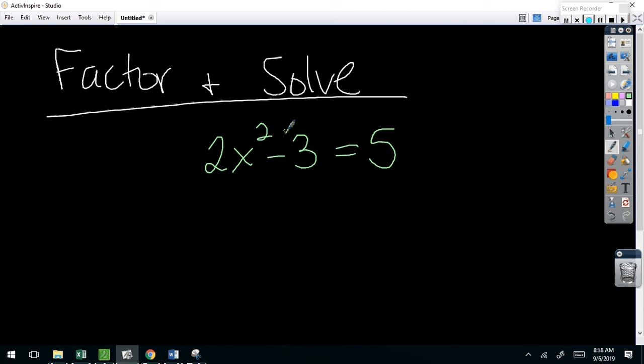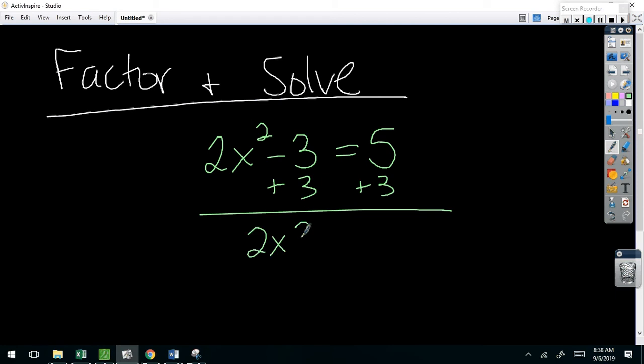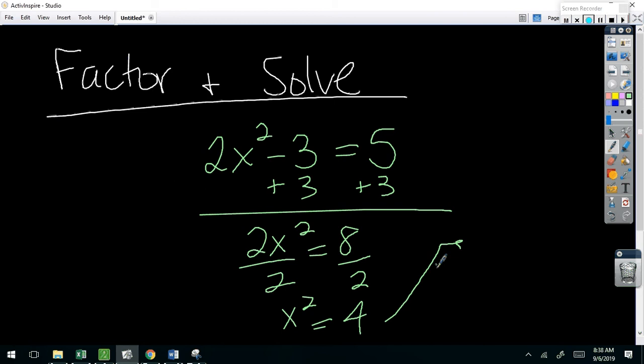Plus 3. And then, oh, before you square, divide by 2. So that's easy, right? And we all agree that this is a quadratic, yes? Why is that a quadratic? It has that squared, that's right.